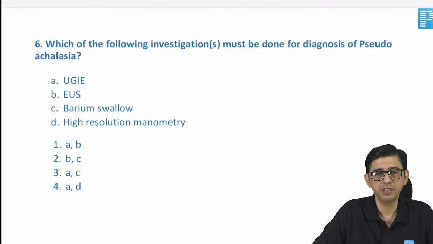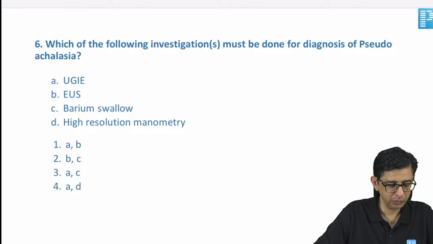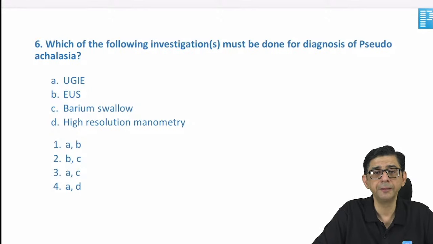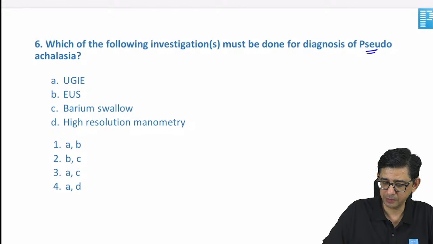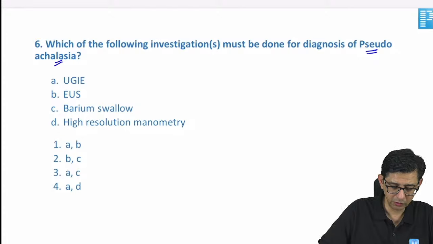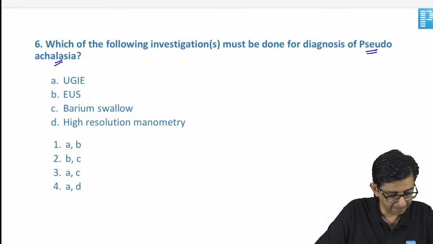Which of the following investigations must be done for diagnosis of pseudoachalasia? Yes, guys, waiting for your answer at the moment. For the current question on the screen, that would be pseudoachalasia. The causes of pseudoachalasia. Okay.